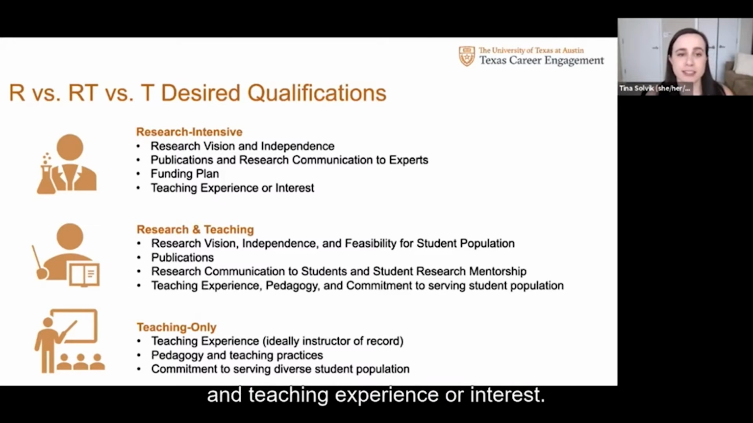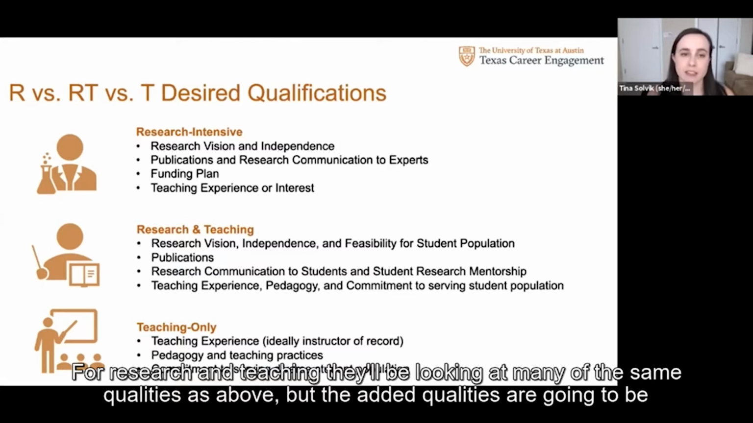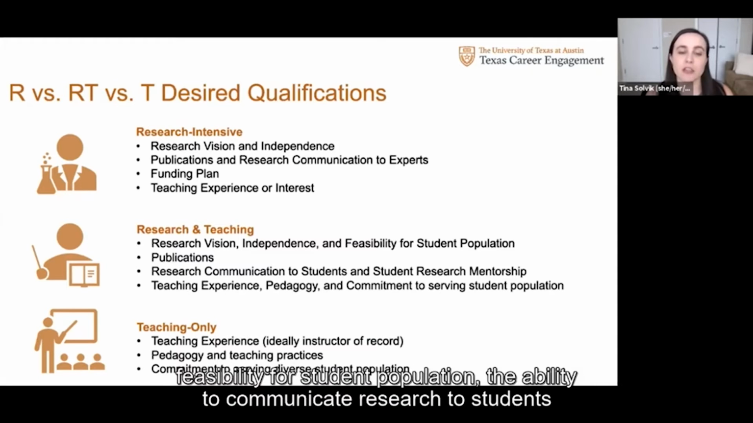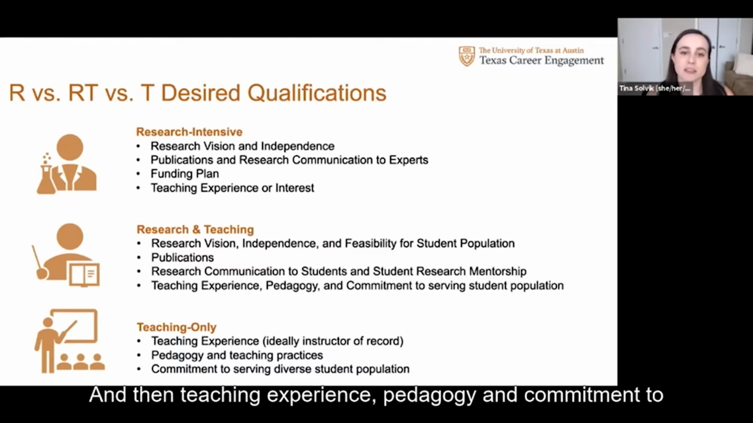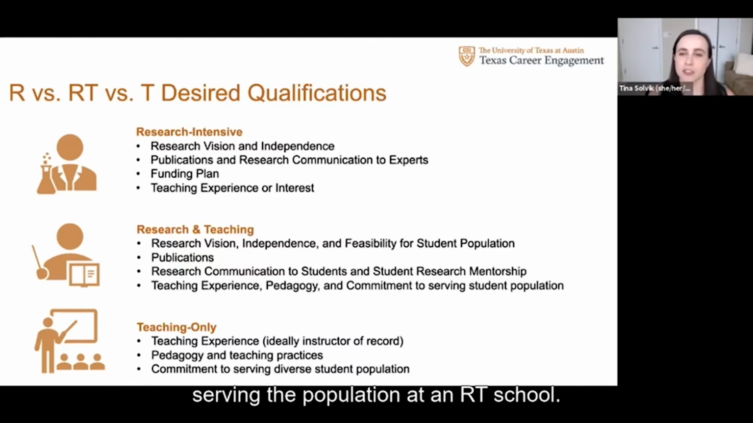For research and teaching, they'll be looking at many of the same qualities as above, but the added qualities are going to be feasibility for a student population, the ability to communicate research to students and mentor students in the lab, and then teaching experience, pedagogy, and commitment to serving the student population at an RT school.